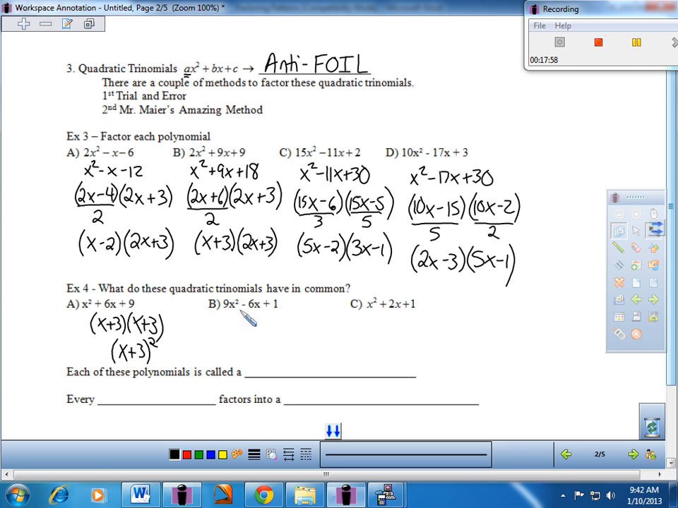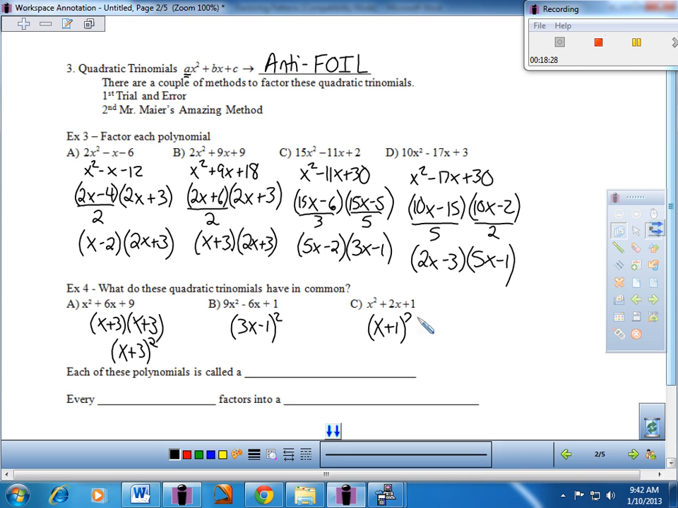Okay, letter B. Let's just do this quick verbally and just write in what we need to. If I asked you to factor this, guys, you would say it's 3x minus 1 times 3x minus 1. Better written as (3x - 1) squared. So a product of two factors that happen to be identical. And then the last one here, letter C, if I asked you to factor this, this would be just x plus 1 times x plus 1, or (x + 1) squared.